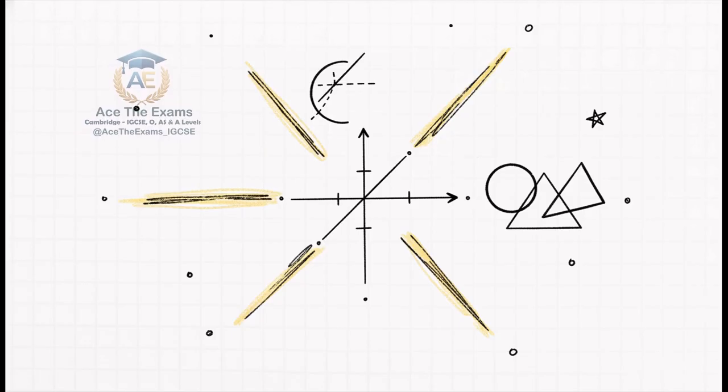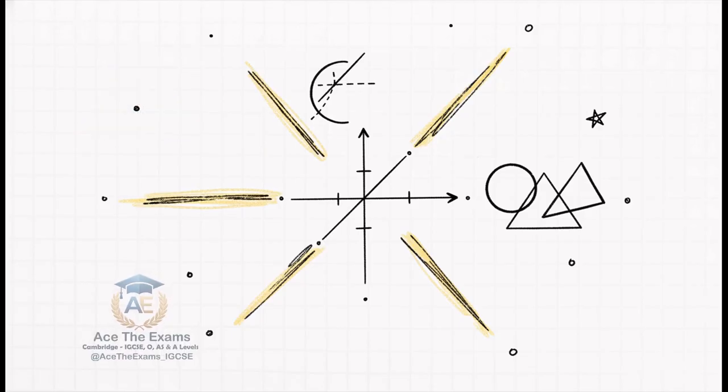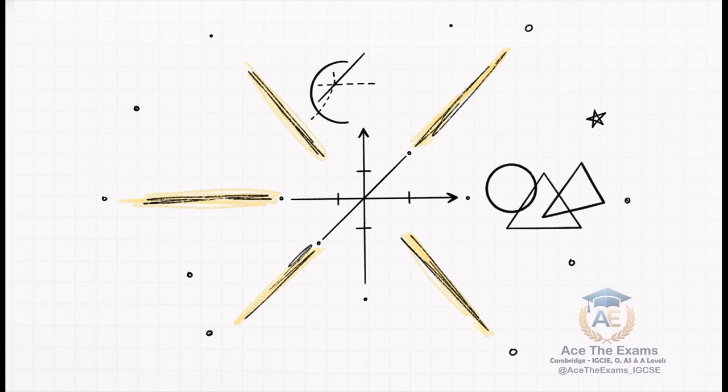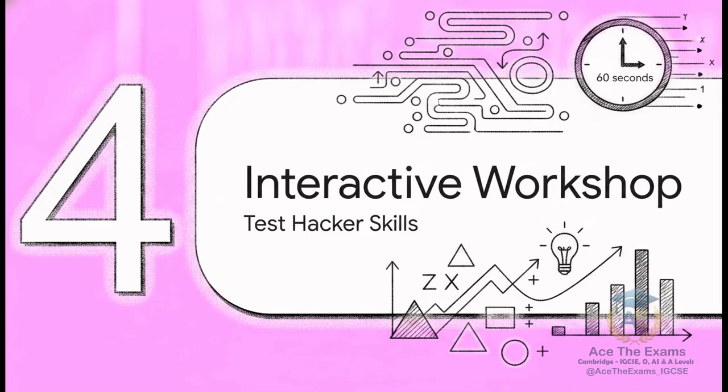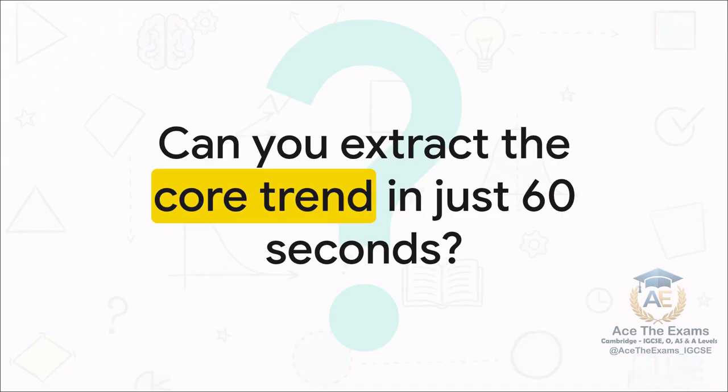Recognizing that theoretical architecture, how straight lines seamlessly integrate with calculus, trigonometry, or advanced coordinate geometry, is exactly what pushes you out of the B-grade plateau and into the A-star bracket. Act 4, Interactive Workshop. Let's put this into practice and test your hacker skills. All right, challenge number 1.